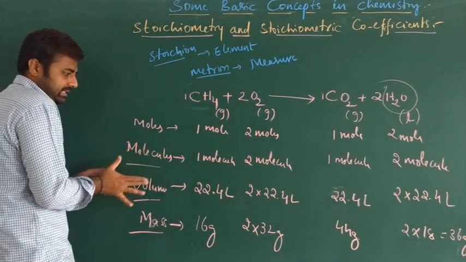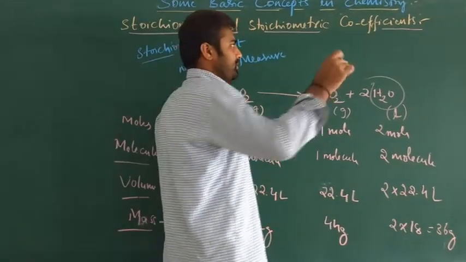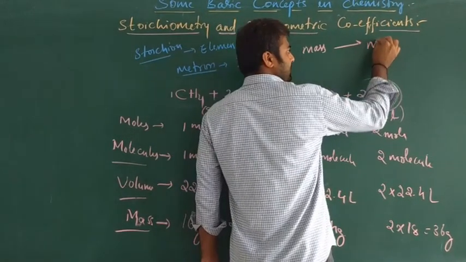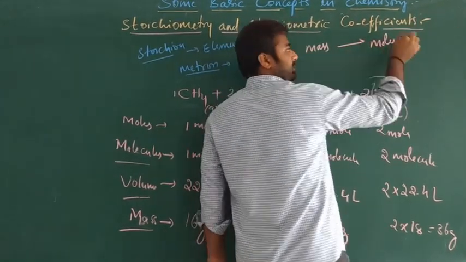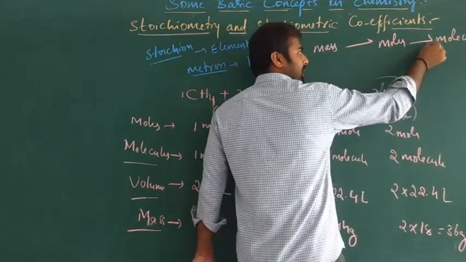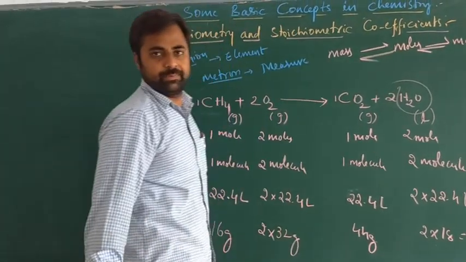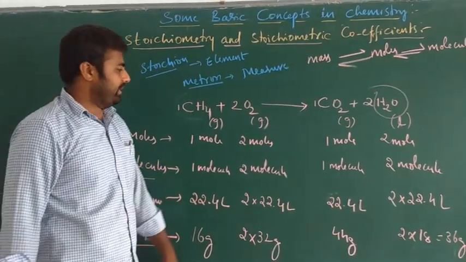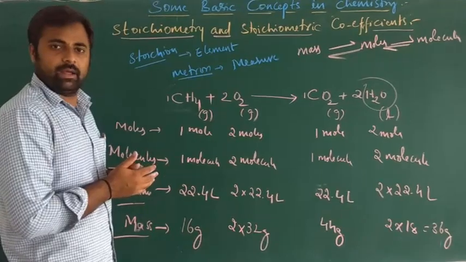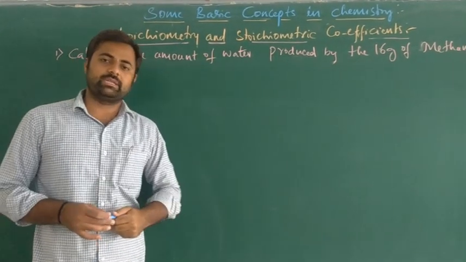This equation can be described in these 4 ways. From this data, there is a relationship. The mass of a substance can be converted into moles, moles of a substance converted into molecules, and again the molecules can be converted into moles, moles can be converted into mass of a substance. This is the concept. So with the help of this concept, let's do the problems, then only you can easily understand. Right? Let us start the problems based on stoichiometry and stoichiometric coefficients.